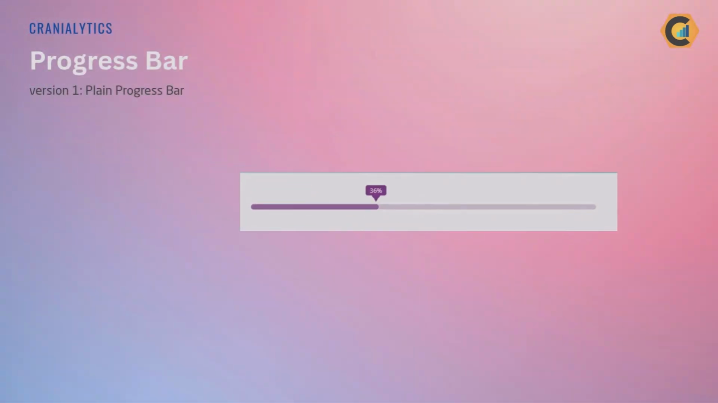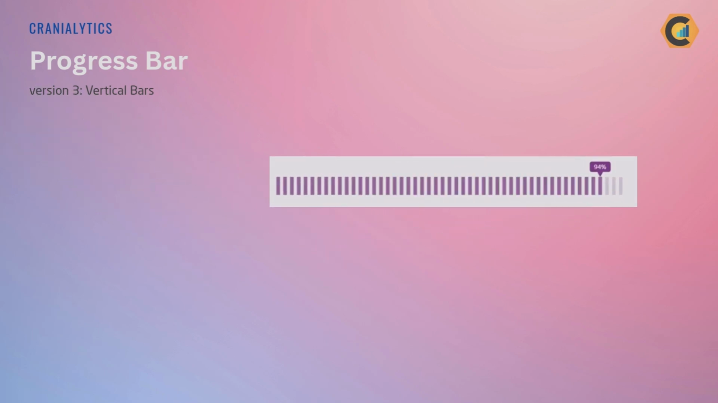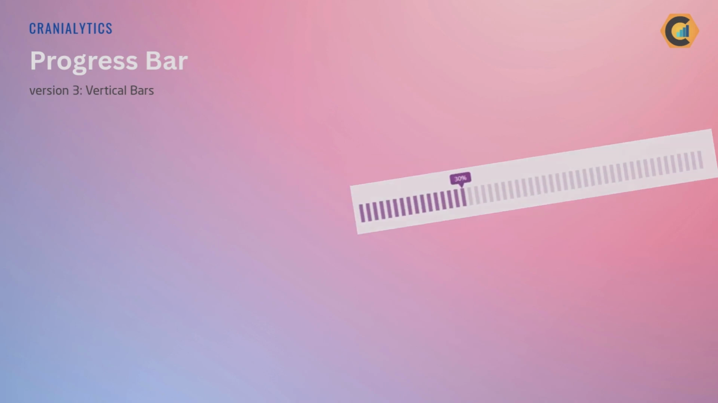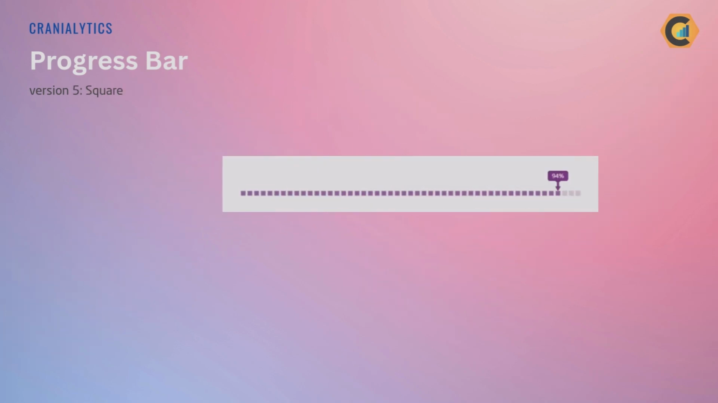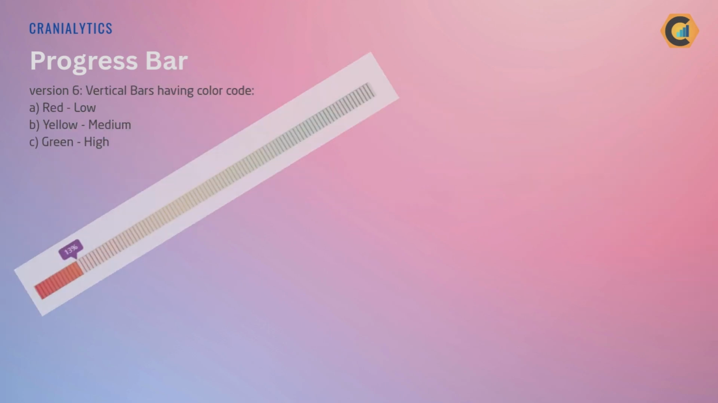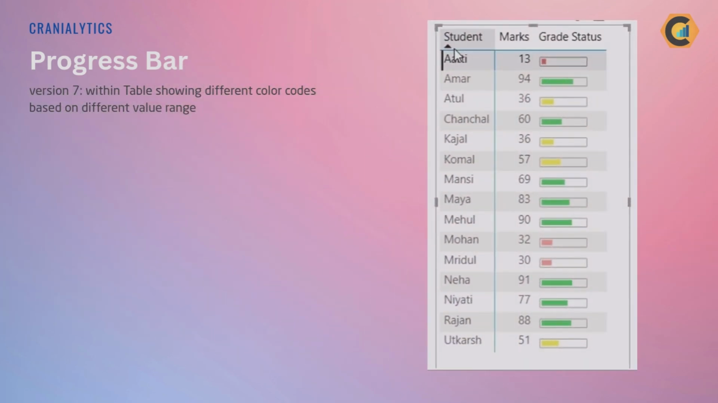First, plain or basic Progress Bar. Second, dotted circle. Third, vertical bars. Fourth, vertical bars with minor gaps. Fifth, square. Sixth, vertical bars having color code. Seventh, within table showing different color codes based on different value range.